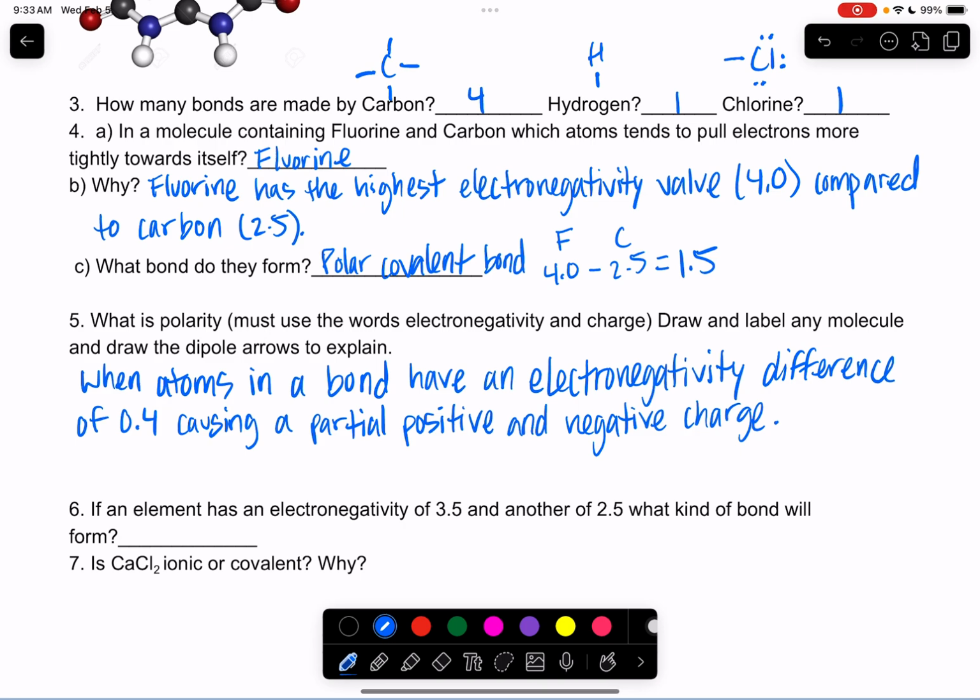So, for example, if we use the bond from before as an example, fluorine bonded to carbon, since the fluorine is more electronegative, the dipole arrow is going to be facing in that direction. And because the fluorine is more electronegative, it's going to have a partial negative charge because more of the electrons are spending their time there, versus the carbon is going to have a partial positive charge because less electrons are going to be spending their time there.